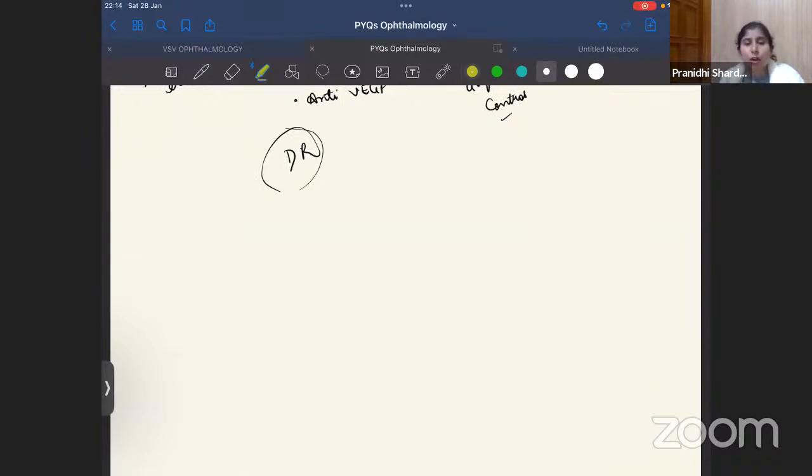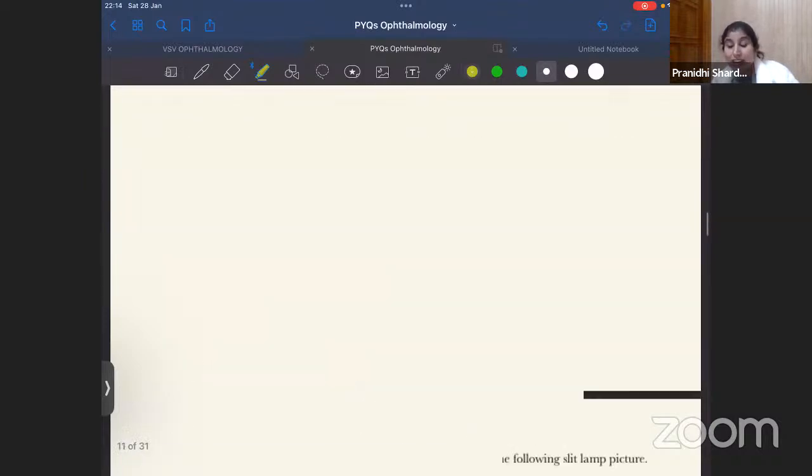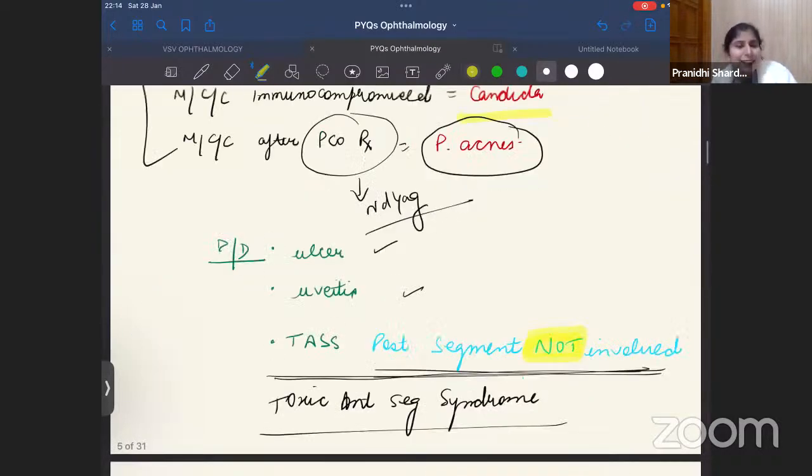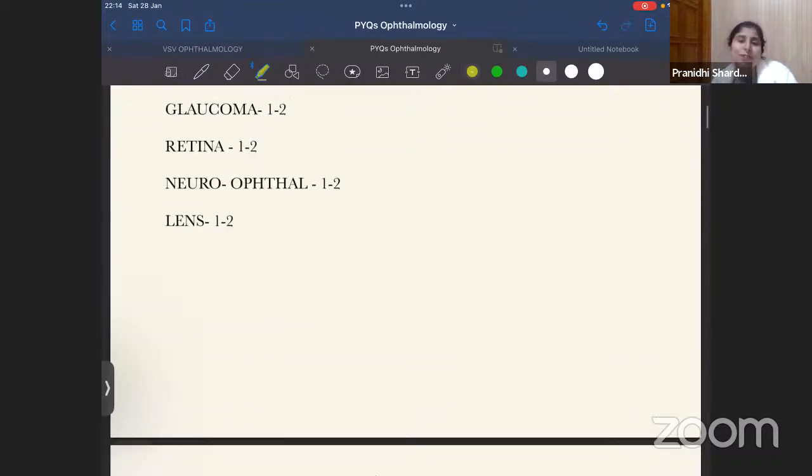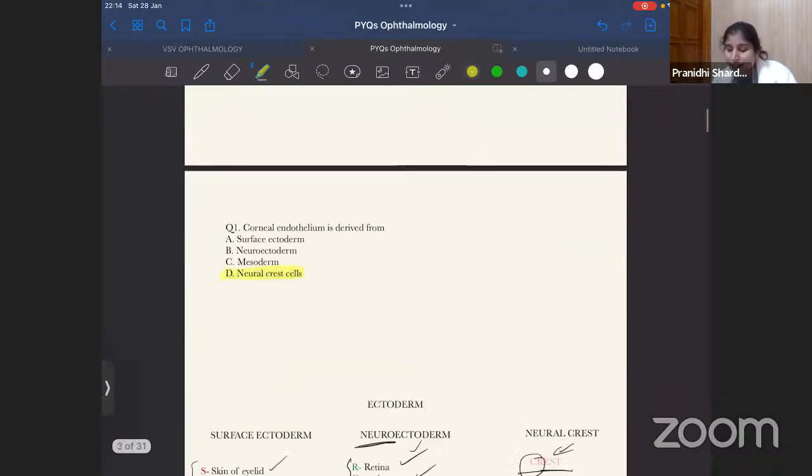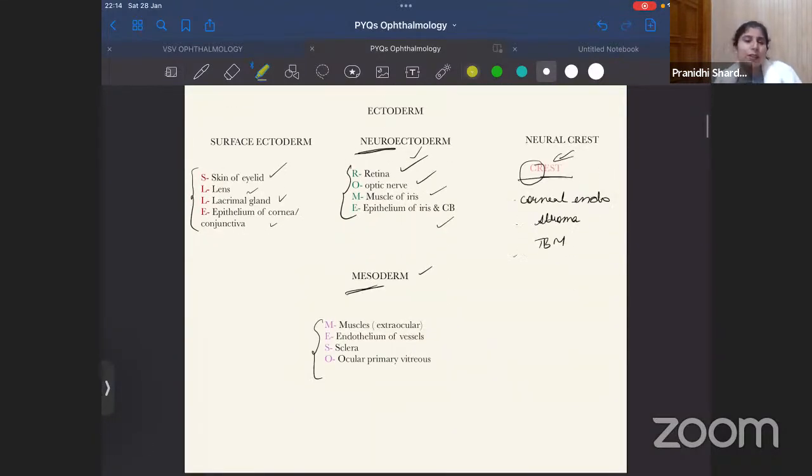And this is not the time for starting new things. If you have left anything, just revise the things you have covered. Okay, just revise the things you have covered. No need to start anything new. Just revision is the key at this time.